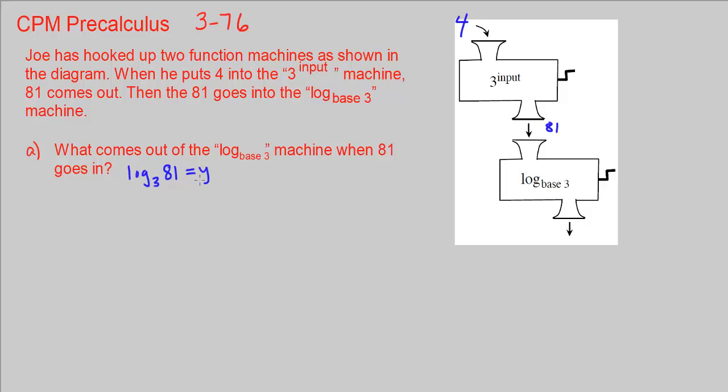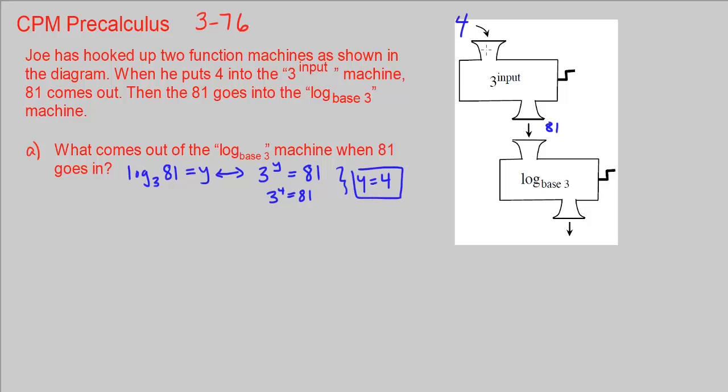Well, let's set that as a variable y. We know that's equivalent to writing 3 to the power of y is equal to 81. So what is y? Well, 3 times itself, how many times? 3 times 3 times 3 times 3 is equal to 81. So we know y has to be 4. So y is equal to 4.